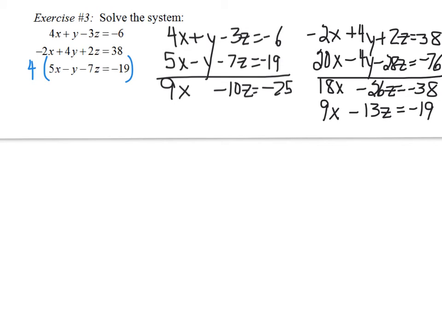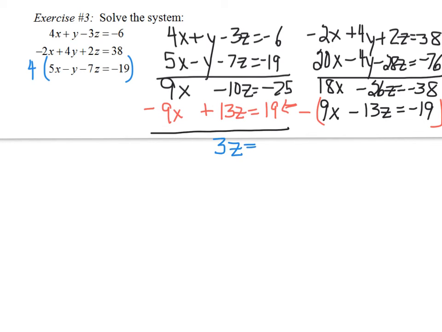Now, if I take that whole equation and negate it, I'll be able to add it to this previous equation. So I'm going to write negative 9x plus 13z is equal to positive 19. So I've just taken this result and negated the whole thing so that I can add it together with the first result and eliminate the x's. So I now have 3z is equal to negative 6. Dividing both sides by 3, z is equal to negative 2.